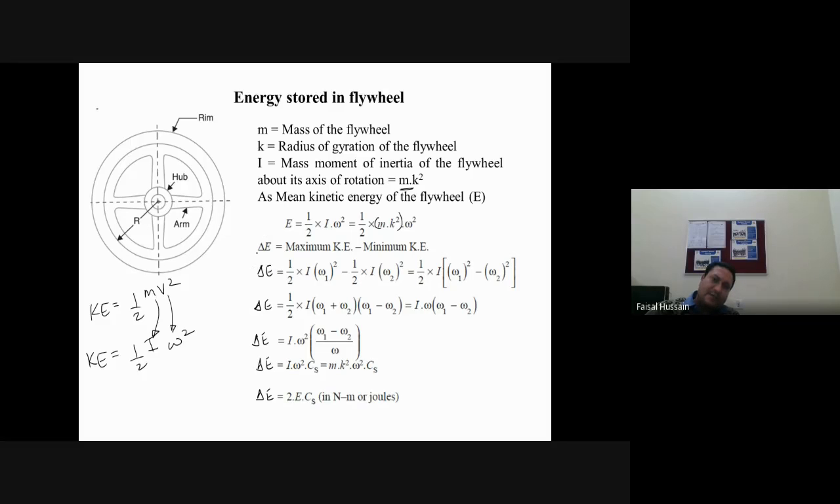Now, as we have seen, fluctuation of energy means the difference between maximum kinetic energy and minimum kinetic energy. So let omega 1 be the maximum speed and omega 2 be the minimum speed. So delta E is 1 by 2 I omega 1 square minus 1 by 2 I omega 2 square. This is the maximum kinetic energy and this is the minimum kinetic energy. I have taken half I common, so it will be omega 1 square minus omega 2 square. This is in the form of a square minus b square, so (a plus b)(a minus b).